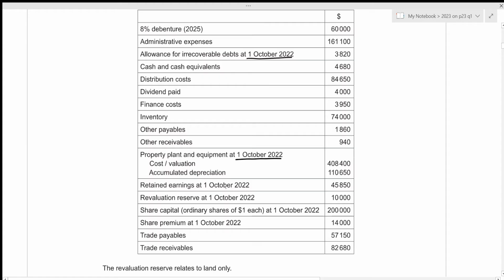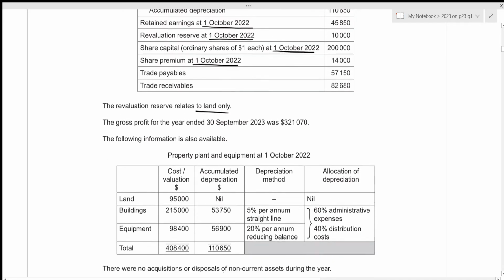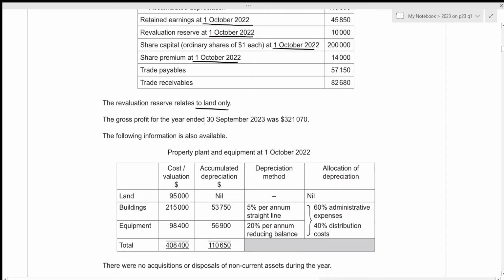Retained earnings at 1st October 2022. Again, opening date. Revaluation reserve at 1st October 2022. Again, the opening date. And share capital as well at the opening date. Share premium at the opening date. Then we have trade payables and trade receivables. And we are told that the revaluation reserve relates to land only. Okay. The gross profit for the year ended 30 September 2023 was 321,070. The following information is also available for property, plant and equipment at 1st October 2022.